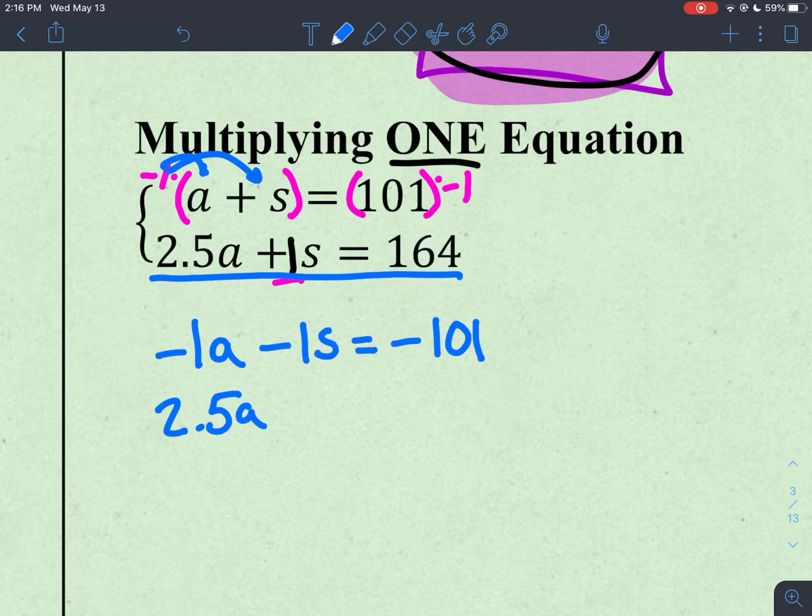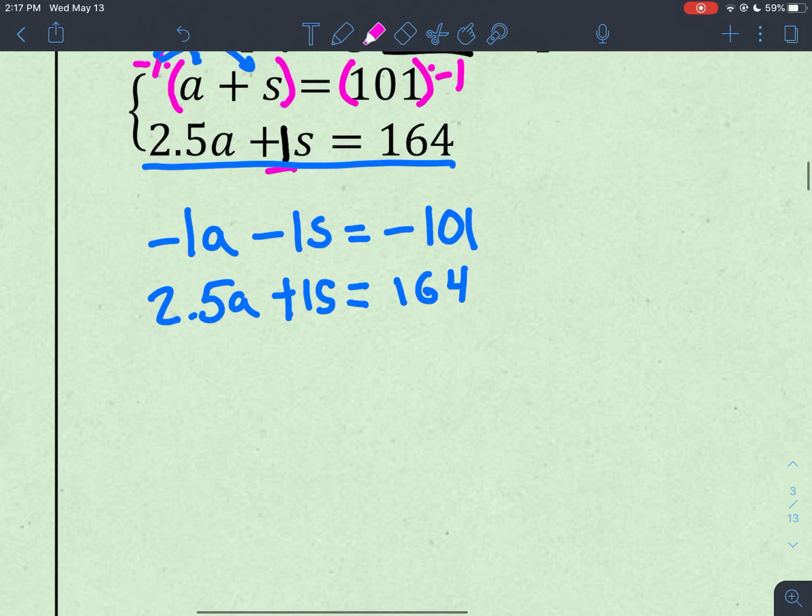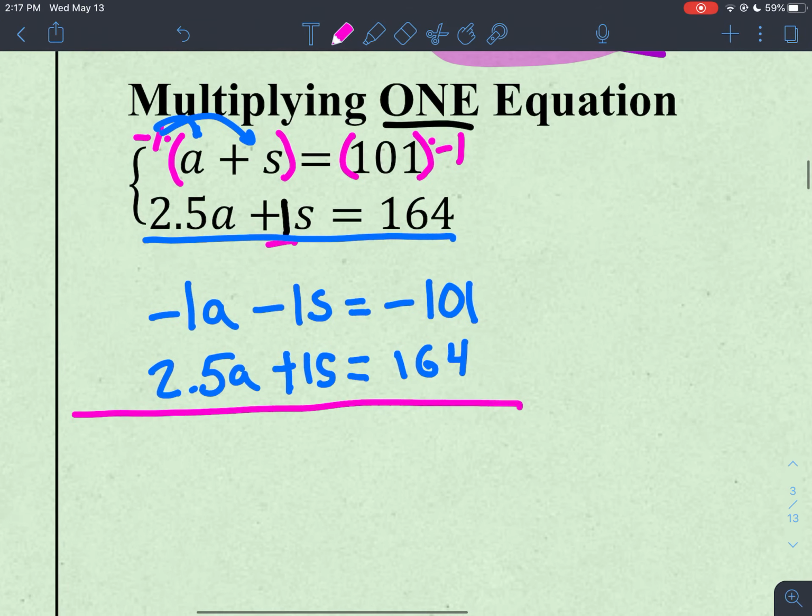So 2.5A plus 1S. And be careful if you're writing S's. I typically stay away from S's because they kind of look like 5s. If you write them fast, you could see how that would look like a 15 almost instead of a 1S. But for now, we recognize that we have a negative 1S and a positive 1S. So this is that first step where we said, okay, we need opposite coefficients. Now, we're going to add down the line.